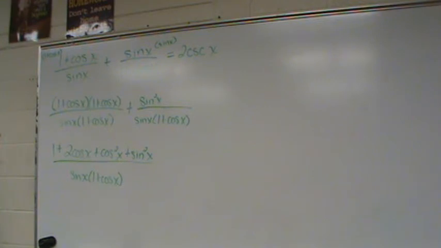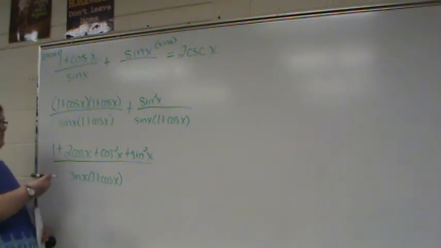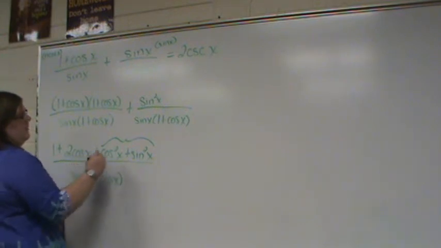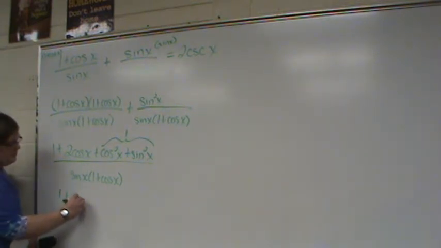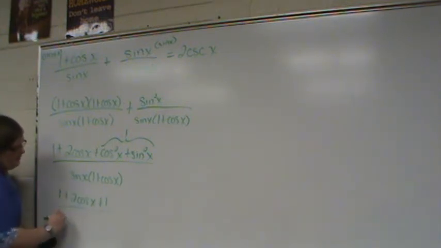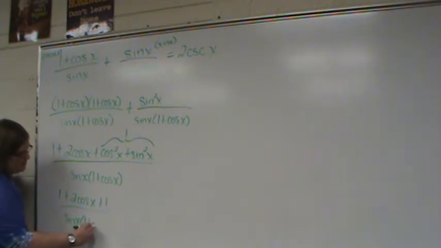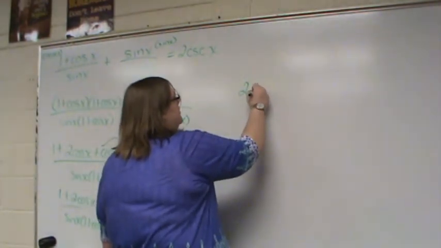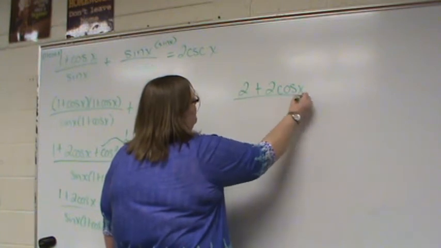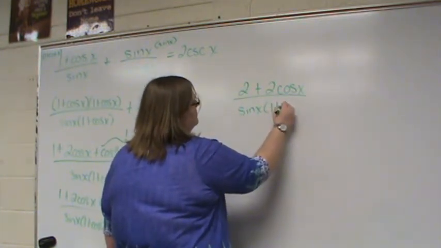So now you have this monstrosity. Now look at each term. Is there something that we can do? What part equals 1? The cosine squared plus sine squared. So this section equals 1. So now we have 1 plus 2 cosine x plus 1, all over sine x times 1 plus cosine x. So add the ones. Now I can combine my ones, so I'm going to end up with 2 plus 2 cosine x all over sine x times 1 plus cosine x.